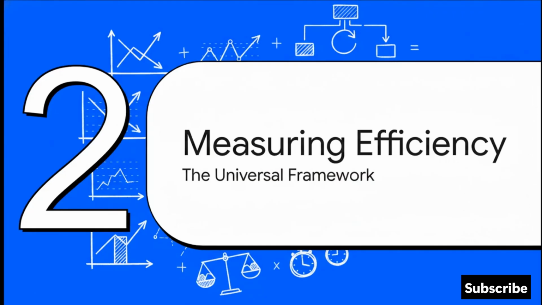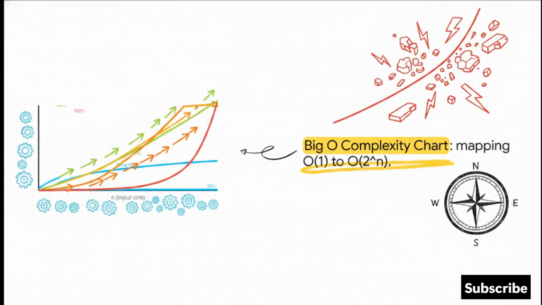Section 2. Measuring efficiency. Big O, the universal framework. Big O notation is brilliant because it makes efficiency visually clear. Look down at the very bottom. We have that excellent flat blue line of O(1), or constant time. This means no matter how insanely massive your input size gets, the operation takes the exact same amount of time.